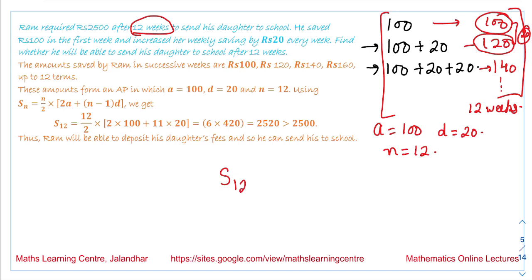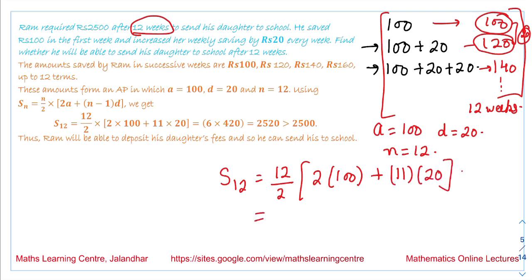It means we want to calculate S12, and the formula we know is n by 2 into (2a plus (n minus 1)d). So it is 6 over here. So it is 6 into (200 plus 220).